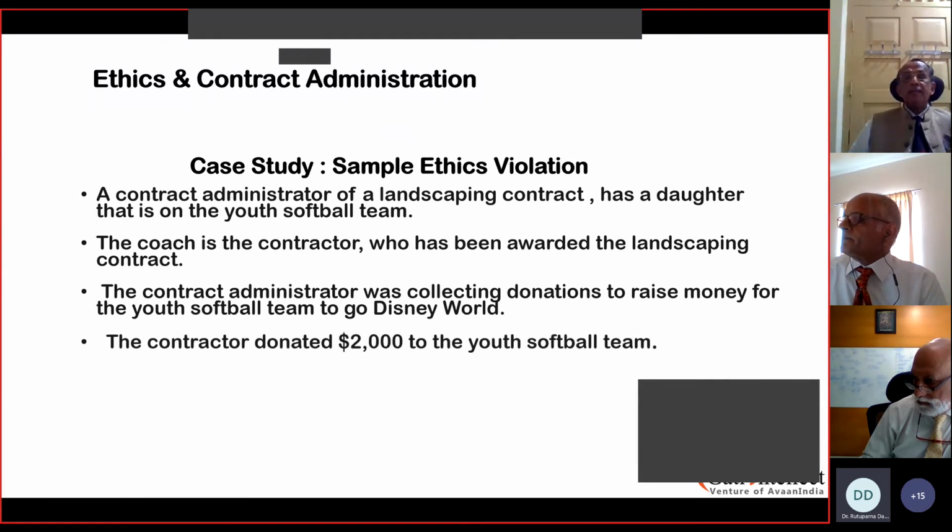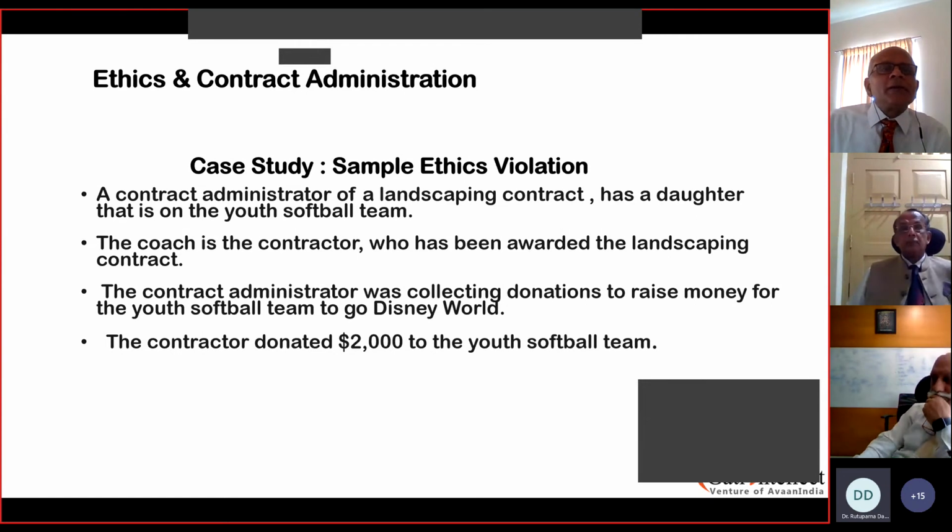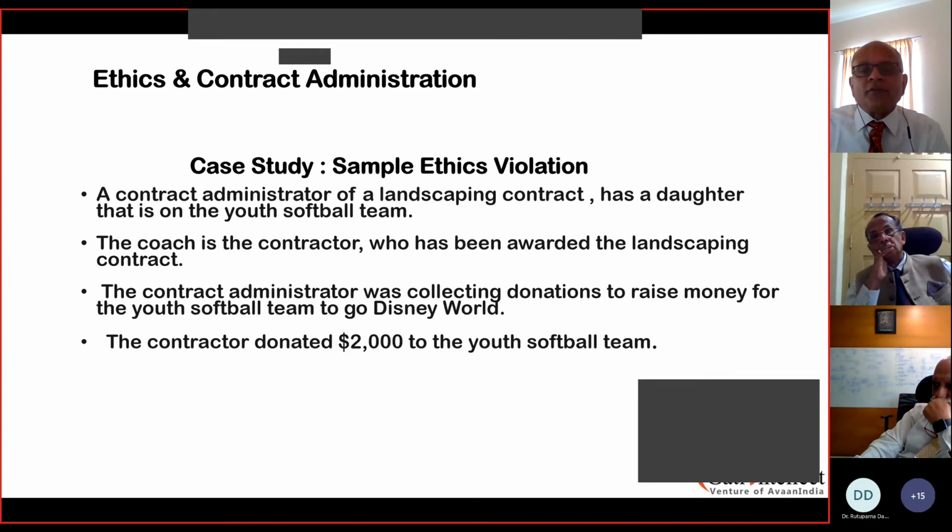Shyam, you want to have a look at the same case study? Absolutely. So if you look at this case study, there is a contract administrator of doing landscaping who has a child, a daughter here, who is on the youth softball team. The coach is the contractor who has been awarded this landscaping contract. The contract administrator now goes about collecting donations to raise money for the entire team, to go and have a good time in Disney World.